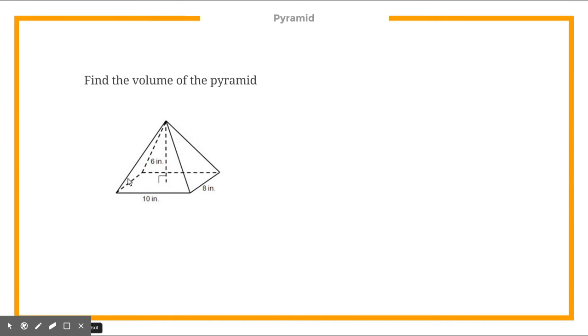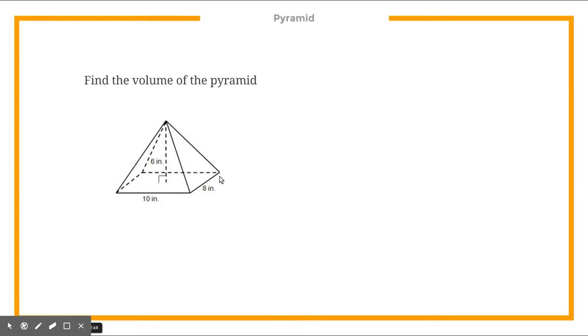All right, so this one is a pyramid. So we're going to be finding the volume of a pyramid. And as you can see, the base of a pyramid is always going to be square or rectangle. In this case, it's a rectangle because even though it looks square, the length and the width are not the same. And so it has to be a rectangle.